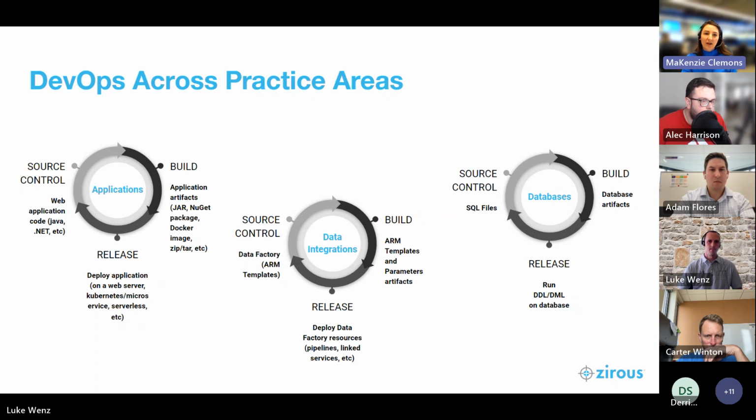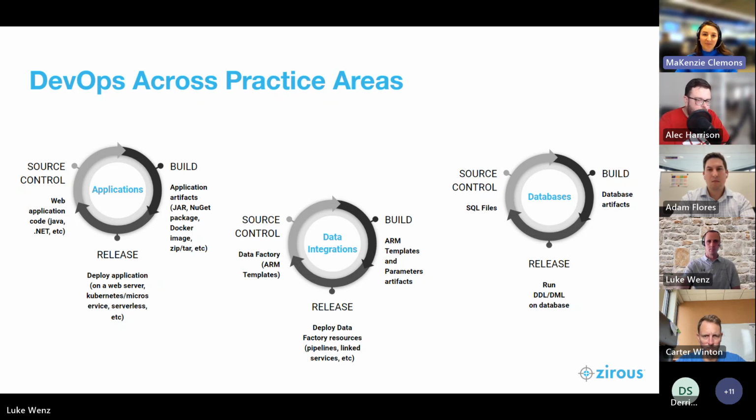And then the third foundational need for applications, we're deploying that application into a specific environment. So maybe this is onto a web server, maybe it's onto Kubernetes as a microservice, maybe it's a serverless Azure function that we're deploying, etc. So that's what the 3 foundational needs could look like in the area of application development.